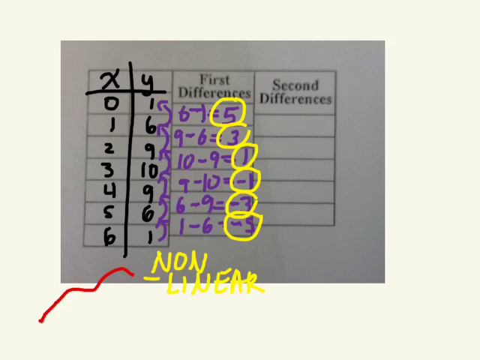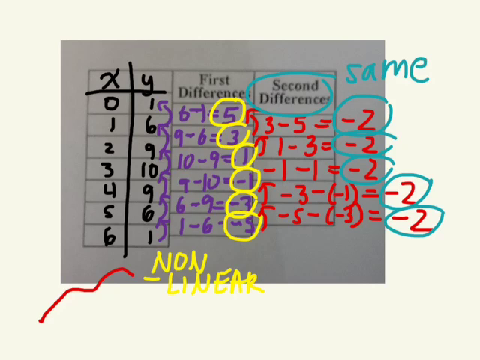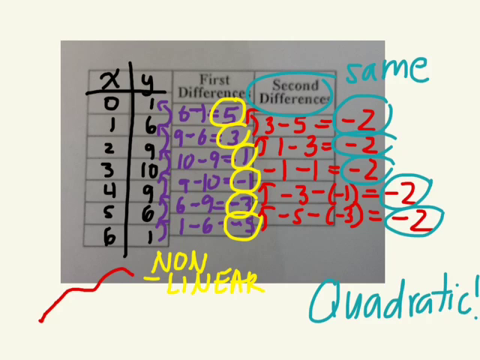So we're going to find the second differences. So same thing. 3 take away 5 equals -2. 1 take away 3 equals -2. Once we find all the second differences, they are all the same. So if the second differences are the same, what does it tell us about this relation? Quadratic. It must be quadratic if the second differences are all the same.